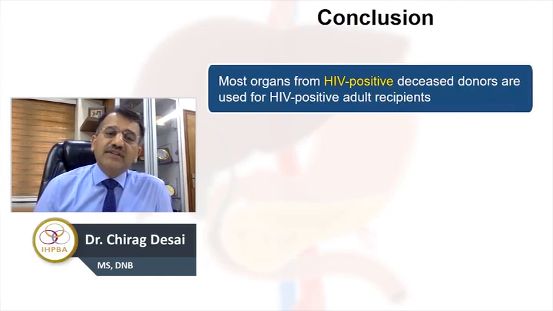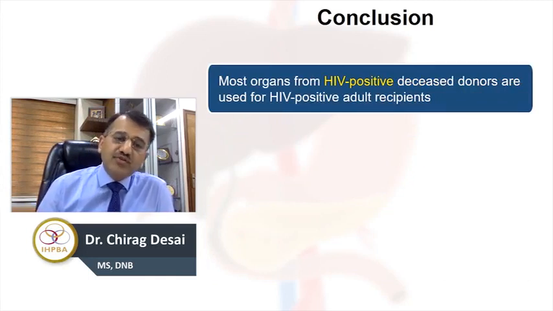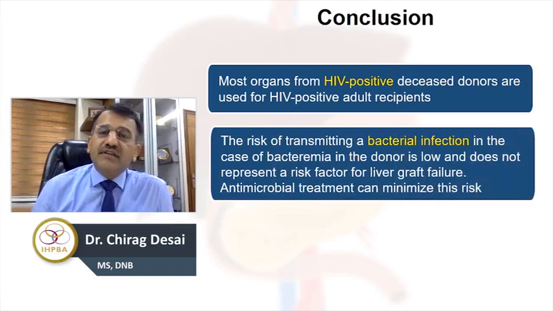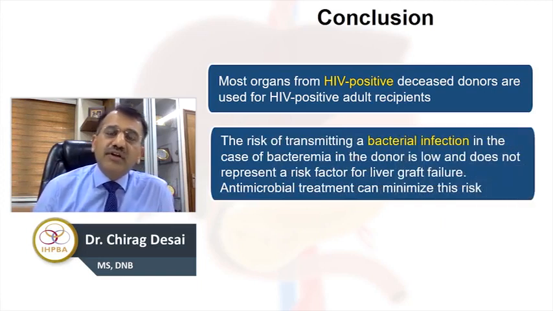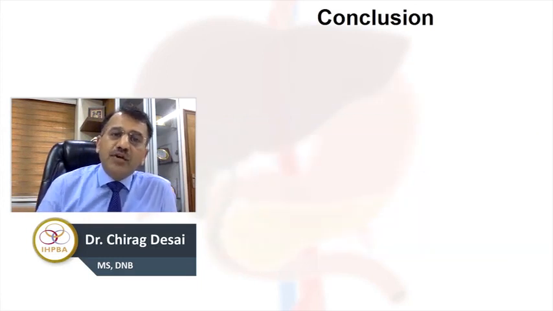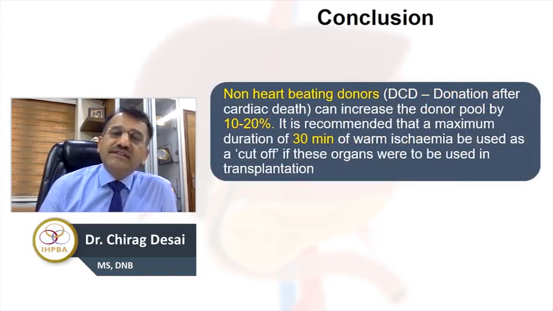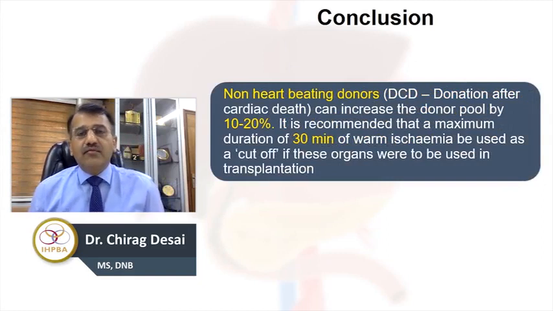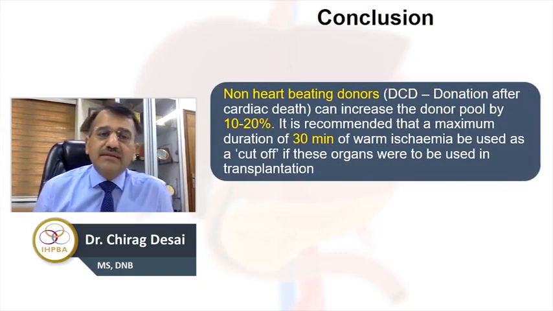Most organs from HIV positive donors are used for HIV positive recipients only. The risk of transmitting bacterial infection is low. Antibiotic use is a must in the donor as well as in the recipient. Donors with infective endocarditis can be used. Non-heart-beating donors increase the donor pool by 10 to 20%. In these cases, the warm ischemia time should be kept less than 30 minutes.